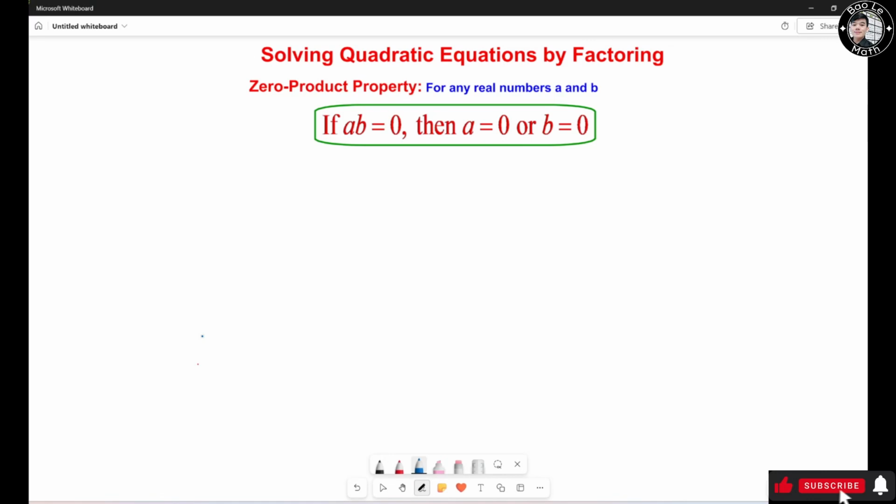Hello everyone. In this video, we're going to learn how to solve quadratic equations by factoring. Alright, first we need to understand the zero product property. If A times B equals 0, then A equals 0 or B equals 0.